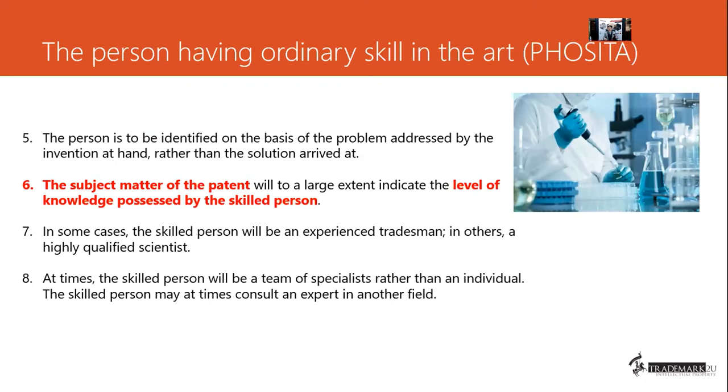Now, of course, the level, the subject matter of the patent, you see, the POSITA, the person having ordinary skill in the art, it depends, you know. It depends on your inventions, okay? That's why I say it depends on the level of knowledge required, who is the ordinary skill in the art. So if you're talking about chemistry, then the ordinary skill in the art must be someone who has sufficient common general knowledge in the art of chemistry, okay?